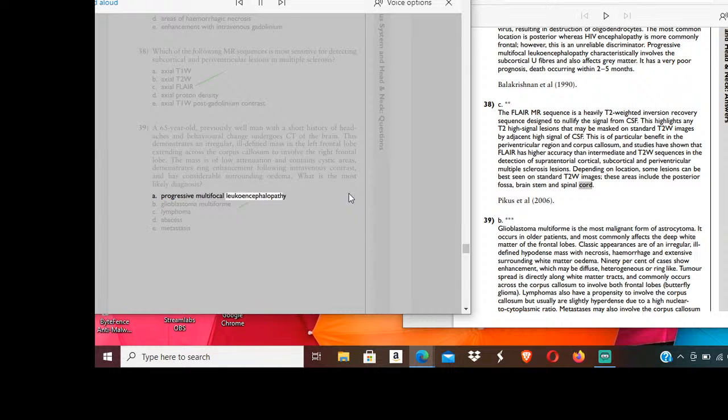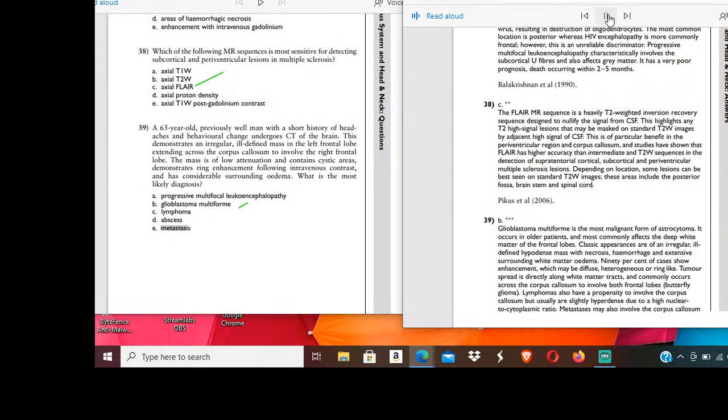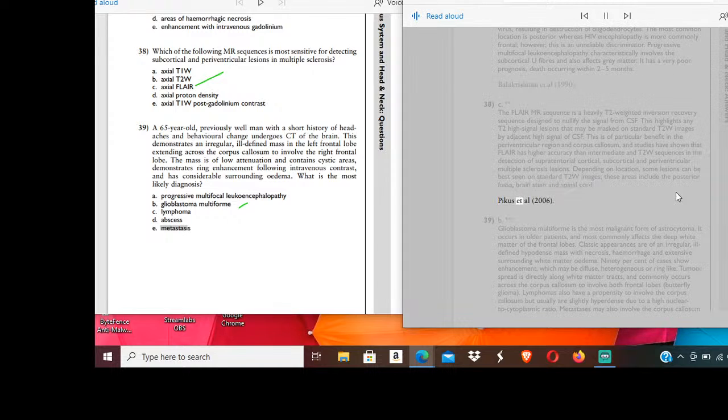A. Progressive multifocal leukoencephalopathy. B. Glioblastoma multiforme. C. Lymphoma. D. Abscess. E. Metastasis. Picus et al.